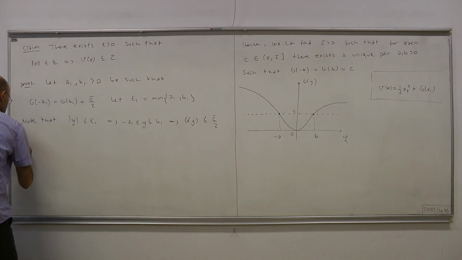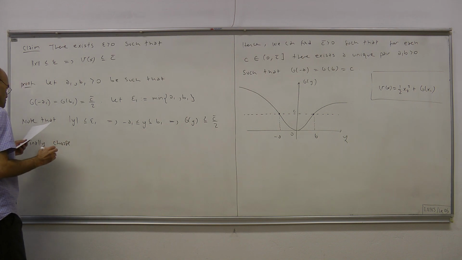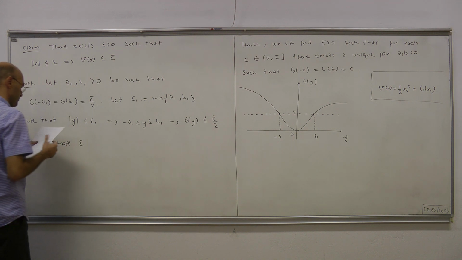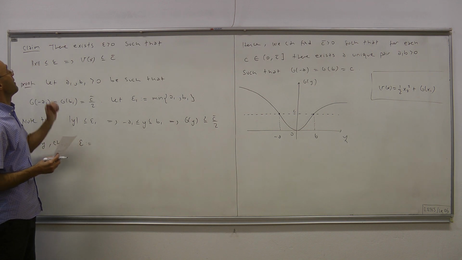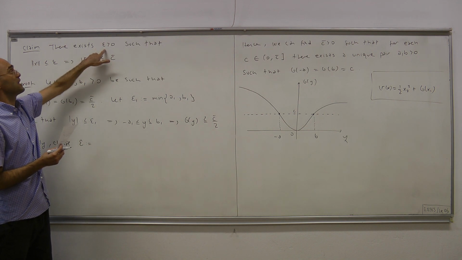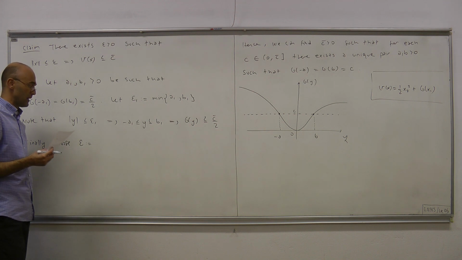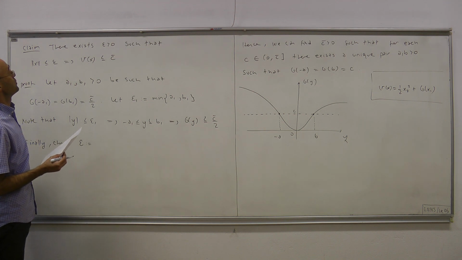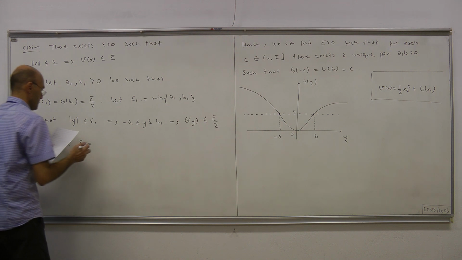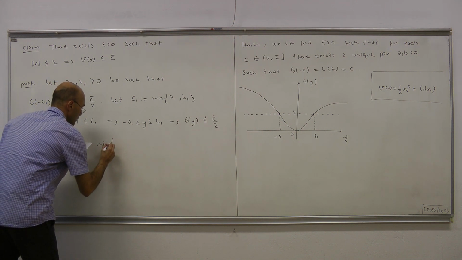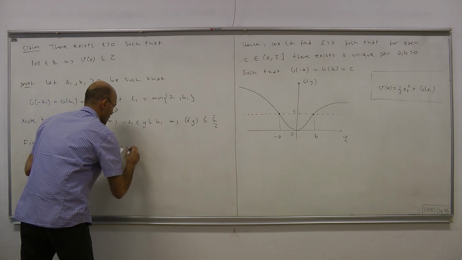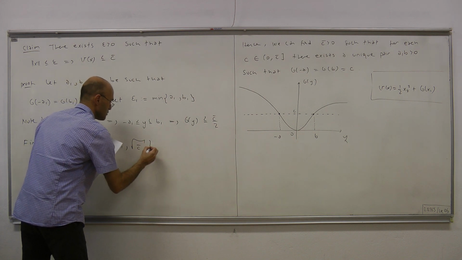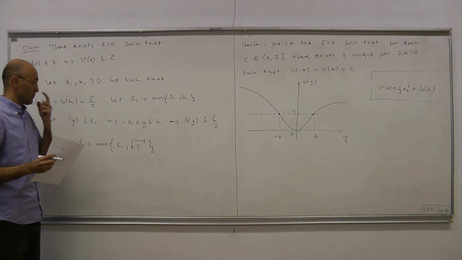And then finally, choose epsilon. This is the epsilon that we're mentioning in our claim. Now we're getting closer to the end of the proof. Choose epsilon to be the smallest of these two numbers: epsilon 1 or c bar. Which one is smaller? That must be our epsilon.